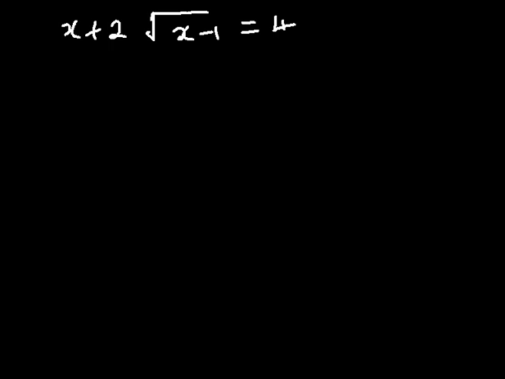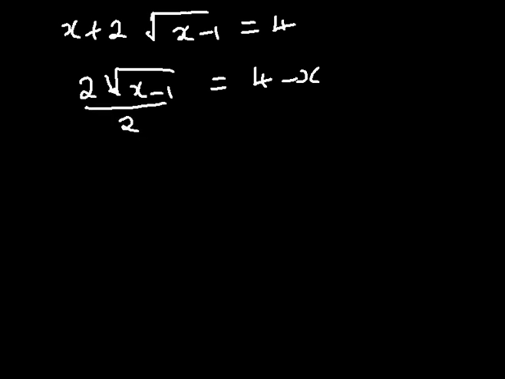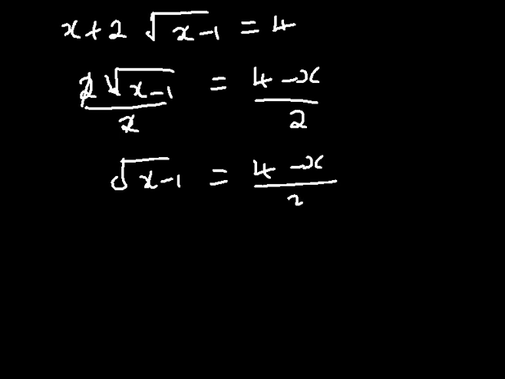So in this case, we'll have to transfer x to the other side. So have it as 2 square root of x minus 1, which is equal to 4 minus x. You should understand that the goal is to eliminate the root first, then solve for x. Then from there we divide both sides by 2. So now we have the square root of x minus 1, which is equal to 4 minus x, divided by 2.